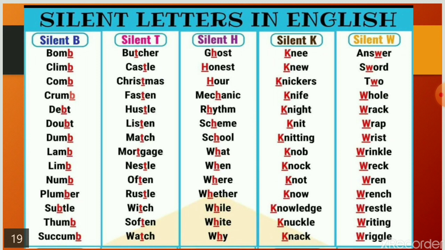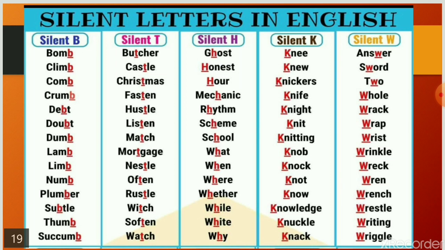Now see the silent K. Knee, knickers, knife, night, neat, knitting, knob, knock, notch, know, knowledge, knuckle, knack. So I am telling my students, you have to go through each and every word. If you don't know any meaning, refer to your dictionary, and you can understand better. Better still, you can contact me and approach me. I will tell you each and every meaning, because if you don't understand any word meaning, you had better contact me. Okay. Silent W. Answer, sword, two, whole, wrap, wrist, wrinkle, wrestle, writing.